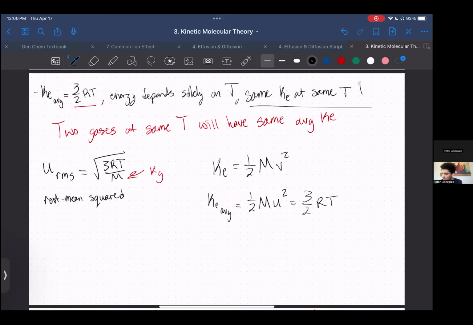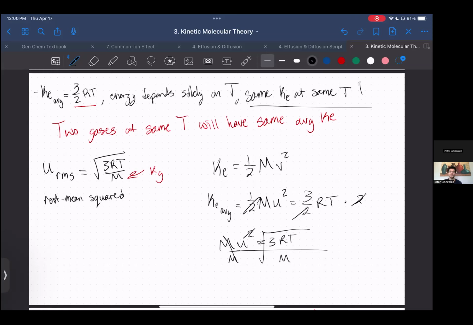Awesome. Now we just multiply both sides by 2. That cancels out. We get that m u squared has to equal 3RT. You see where this is going. I divide both sides by m, and then I take the square root. And that's how we get the root mean squared value of the square root of 3RT over m. Again, does this matter? No, but now if your teacher ever asks you to show it, or if you just want to know it, now you have it.